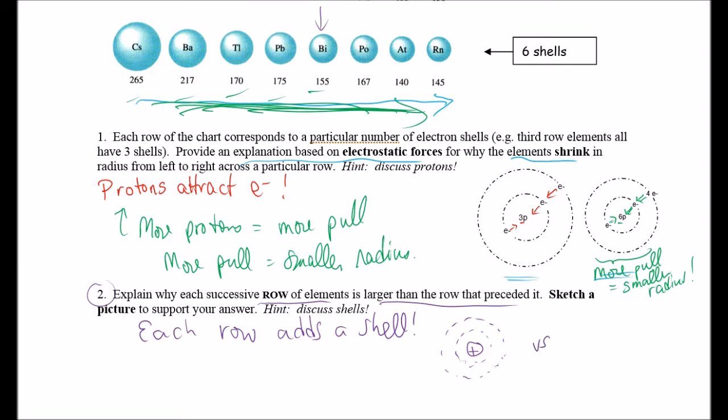And if we add a third shell, then 1, 2, the third shell will make this a larger radius than just 2 shells. Larger radius. So that's the simple idea here: if you add a shell, the first guess is that it will get bigger, but the shell size is affected by the number of protons. So you need to take both of these into account when you're thinking about the radius of an atom.